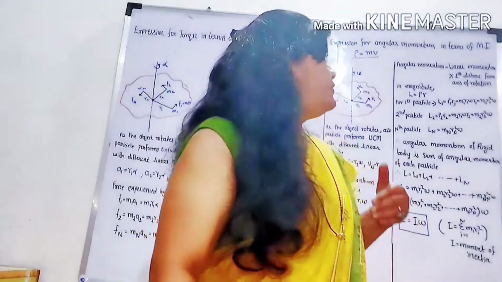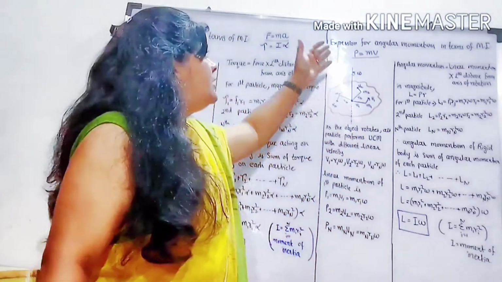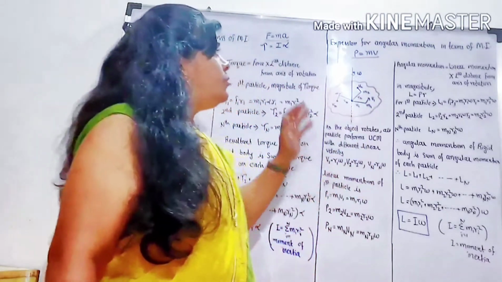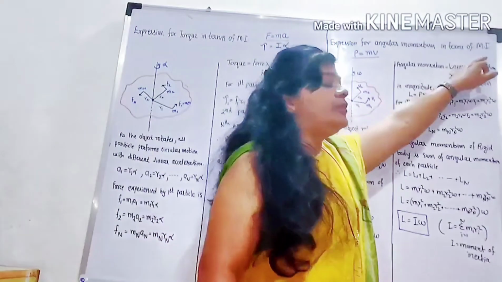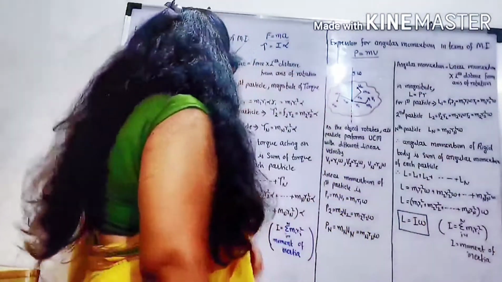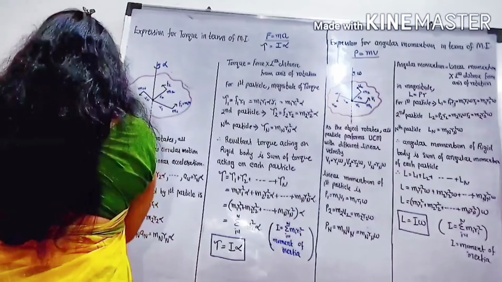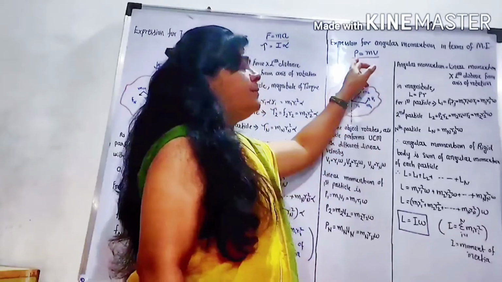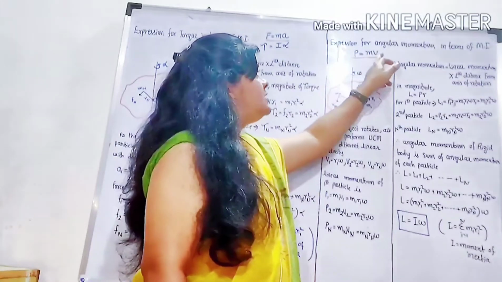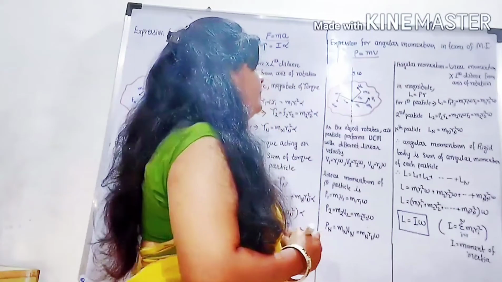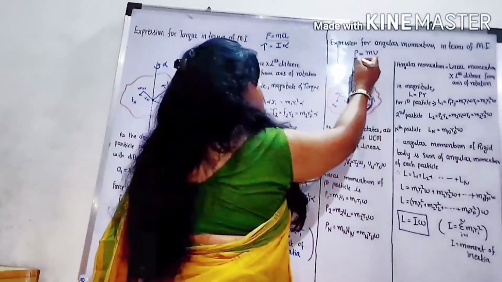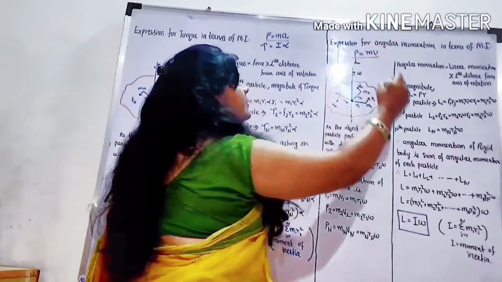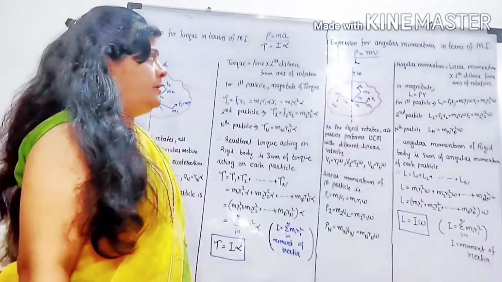Hello student, next we are learning the second derivation, that is angular momentum. Angular momentum in terms of the moment of inertia. Now how to remember the formula for it? Again here the linear momentum P is equal to mass into linear velocity. Therefore linear momentum is converted into the angular momentum, represented by L.